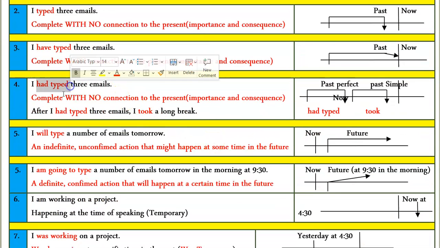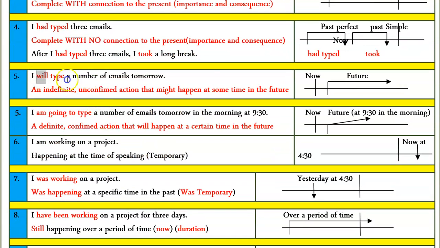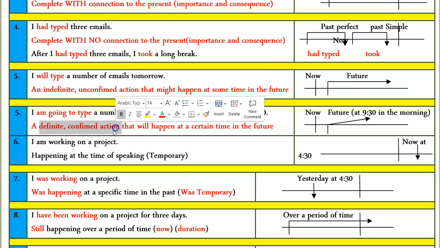Had type past perfect, again, as I told you before, there are always two actions, action 1 and action 2, as you can see. Will type, that's future. We have two types, as you can see. One is indefinite, unconfirmed. I'm going to type definite and confirmed. So here you might not do it, here you are going to do it.